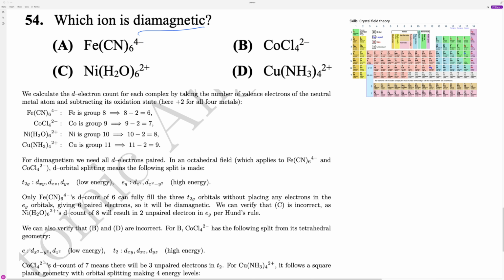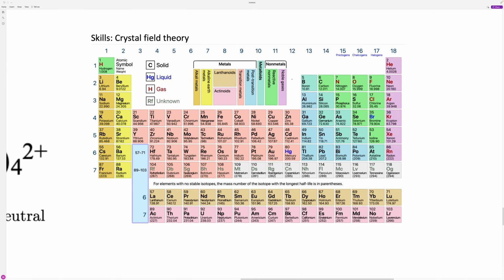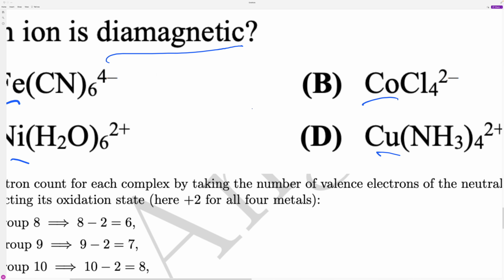So we're going to be looking at the d electrons of the ions, and we can determine that by looking at the metal atom in each of the answer choices. So if we look at the periodic table here and zoom in, we can see that choice A has iron, choice B has cobalt, choice C has nickel, and choice D has copper. So we can just count the d electrons to find the number of electrons that the ion has. So for iron it's 6, for cobalt it's 7, and then so on. I'm just going to label the d count of each of these.